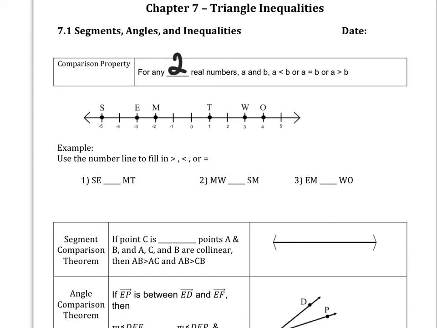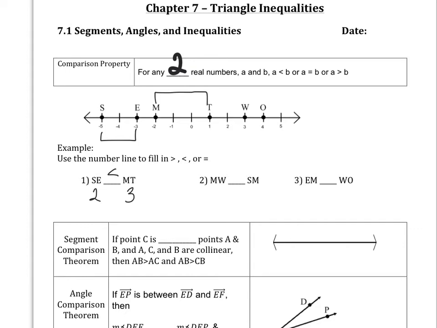Let's use some examples with a number line here. Looking at the number line, I'm looking at SE and MT. The distance from S to E is 2 units. The distance from M to T is 3 units. I'm just going to count those spaces in the number line. So I'm going to use the inequality symbol. SE is less than MT.